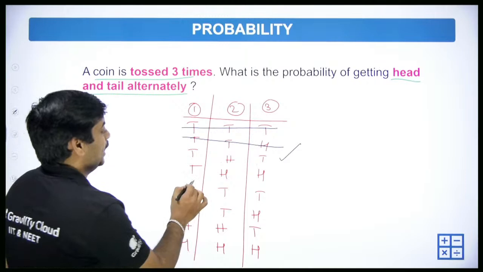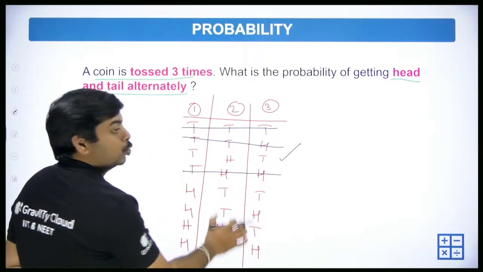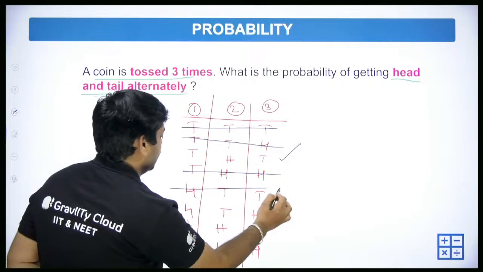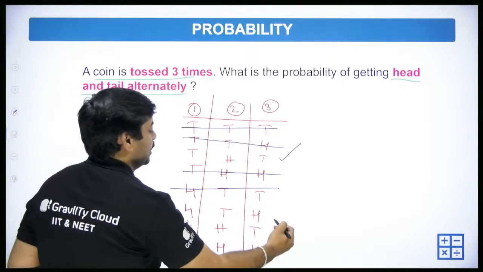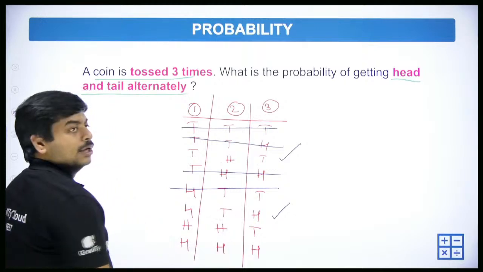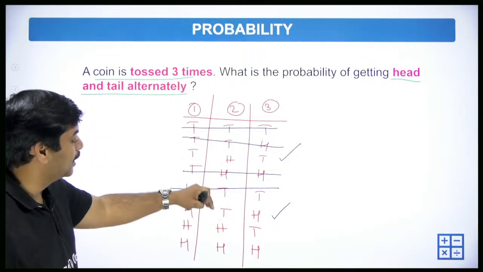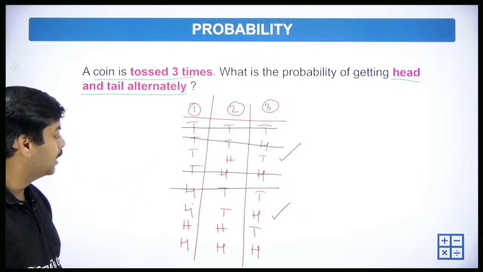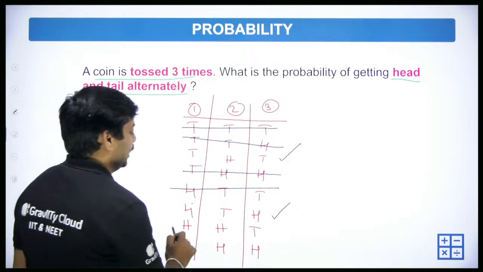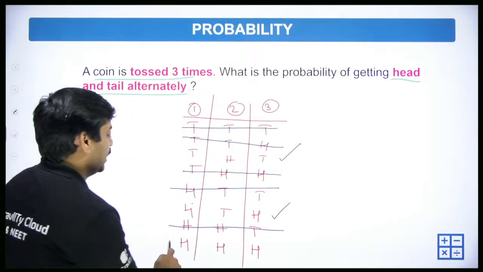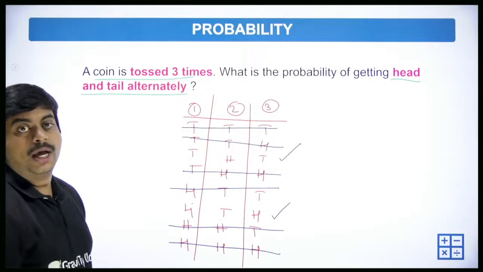The next, tail, head, head. That is wrong again because we are getting 2 heads. Head, tail, tail, 2 tails, wrong answer. Head, tail, head, that is correct. That is how you get those 2, alternately heads and then tails and then heads. Right. Next, head, head, tail, that is wrong. Head, head, head, even that is wrong.